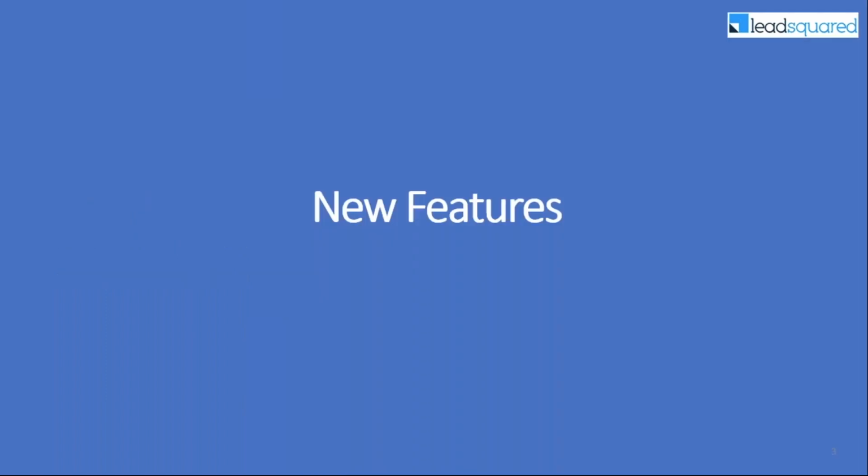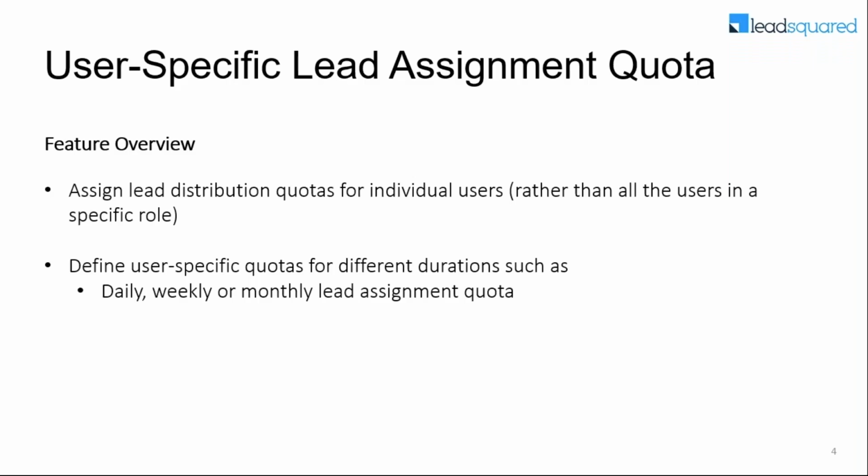So let's look at some of the new features that we'll cover now. The first feature is user-specific lead assignment quota. You can now assign lead distribution quotas for individual users. Earlier, there was a global setting that applied at the specific user role level, but now you can assign distribution quotas for individual users.